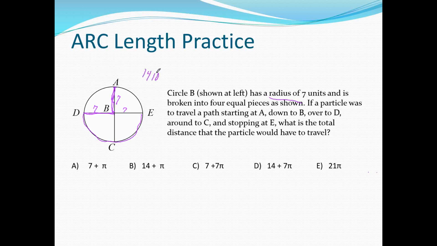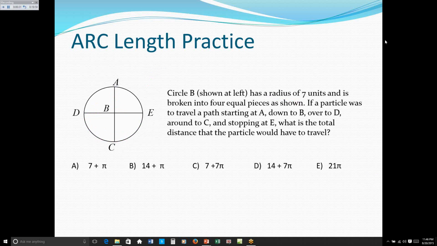14 pi. But when I'm looking at this, do I need the entire circumference or do I just need half of it? I just need half of it. And then I already know that I'm going here for 7 and there for 7. So that's how you're going to find your answer. You do the math and come up with the answer.